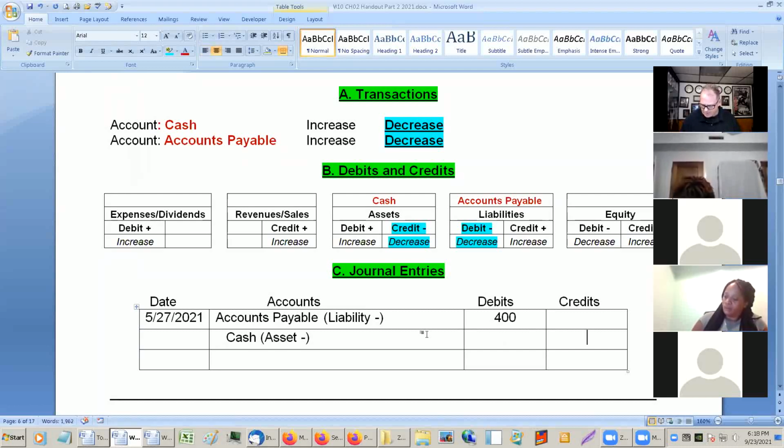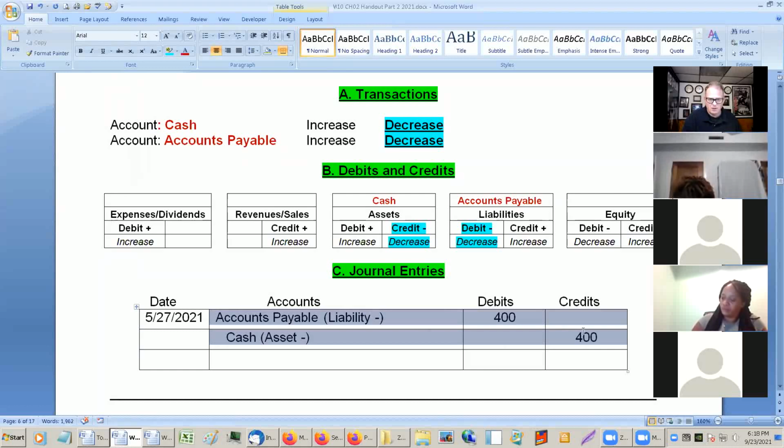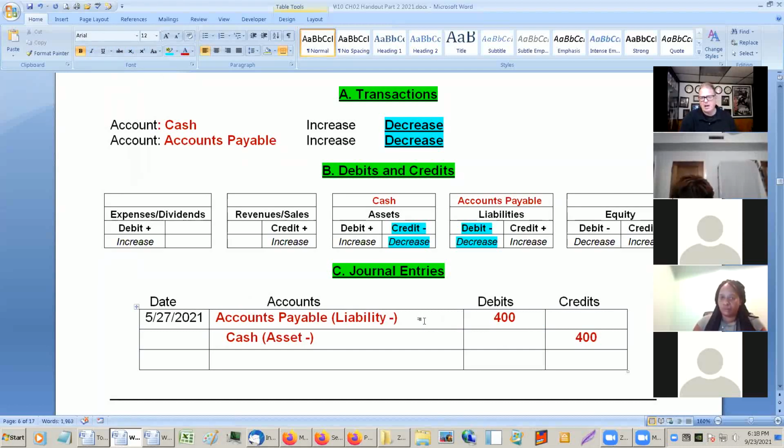Unless it's debits and credits, it does matter what kind of account it is. And you really see that just in this journal entry right here, that they're both going down. One's going down with a debit, one's going down with a credit. So, you know, debits and credits really don't mean pluses and minuses. It just means left and right as far as we're concerned.